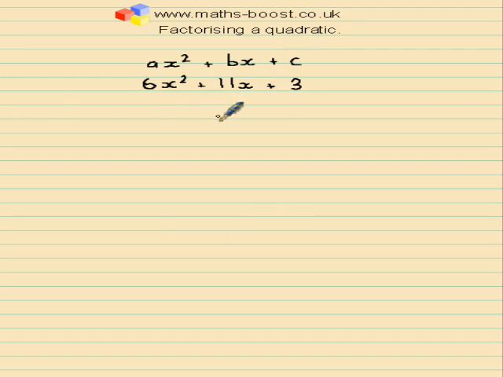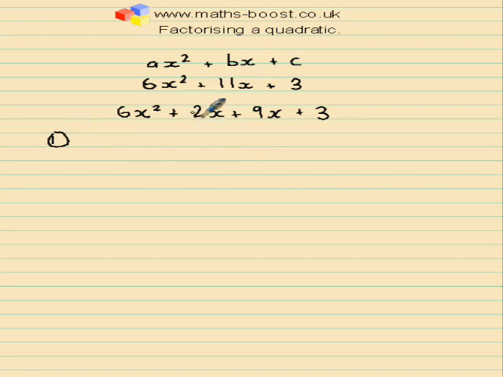Now, I'm just going to write down this expression in a slightly different way. It's the same expression, it's no different, but just written in a different way. So instead of 11x, I've broken this down into 2x and 9x. Now, this is the first step.